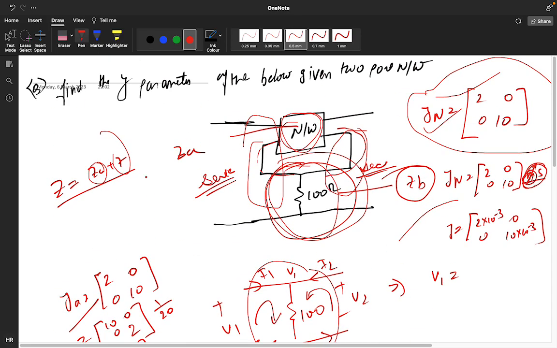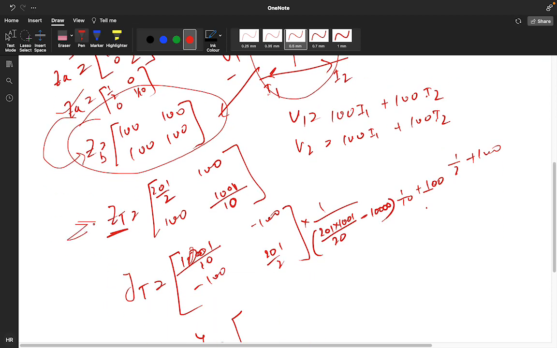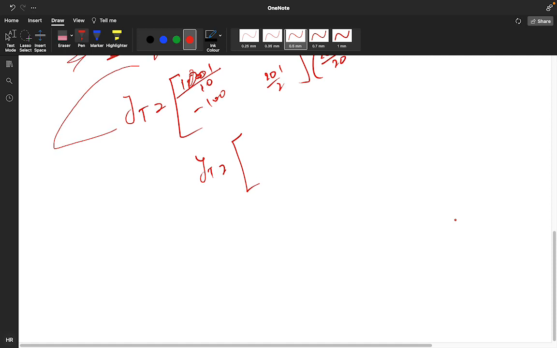If you add ZA and ZB, but in the question they had asked for the Y parameter. So you know the total Z parameter, and just take the inverse of this to get the Y parameter result. The process is clear for you, guys?